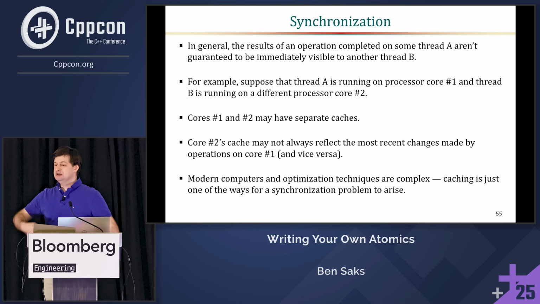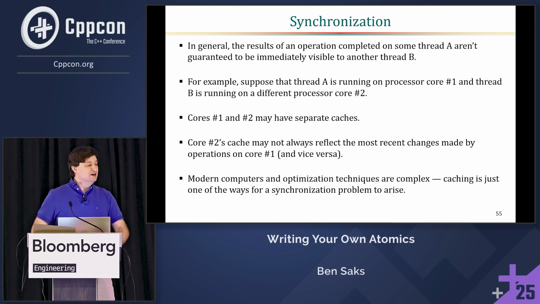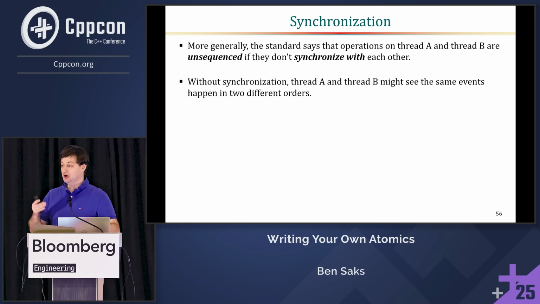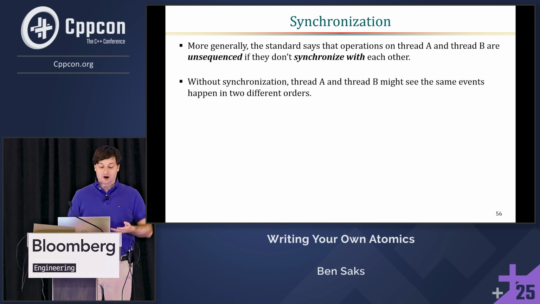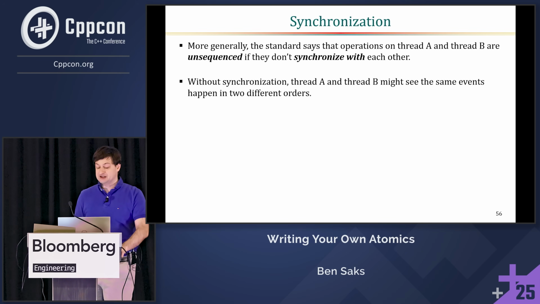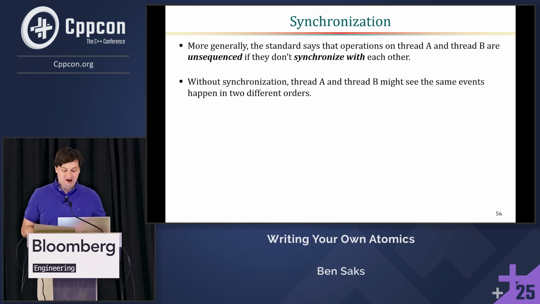That's just trying to give you something to latch onto there as one possible way that this could go. But there are lots of different flavors in which this kind of thing can go wrong. The general statement is that operations on two separate threads, A and B, are unsequenced, as the standard puts it, unless the threads do something to synchronize with each other. And the net effect is that thread A and thread B might see the same events happen in different orders, which is kind of mind-bending.